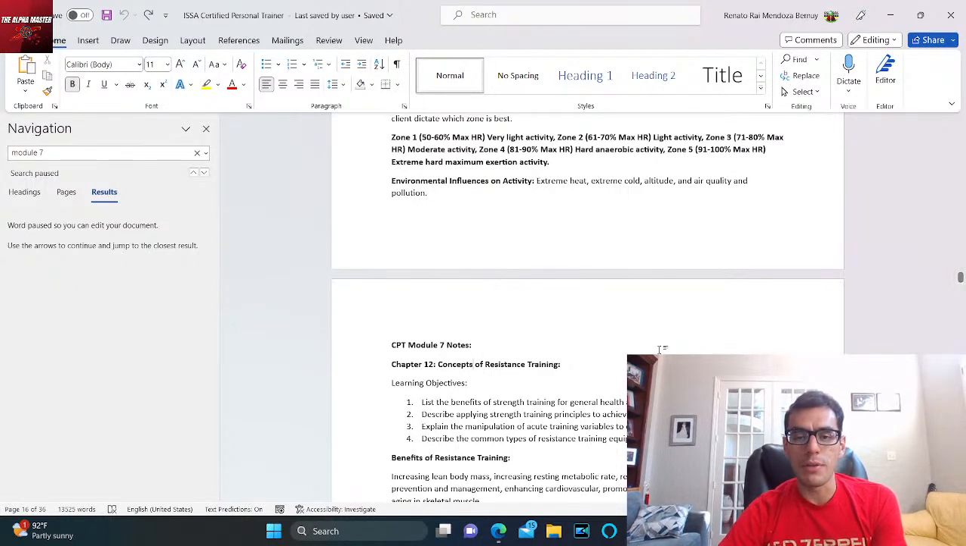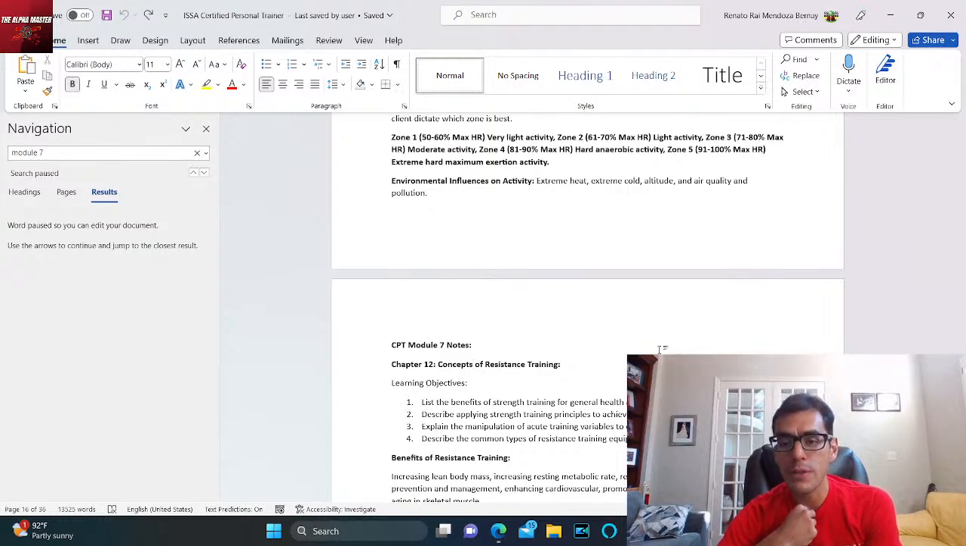Chapter 12 is concepts of resistance training. So the learning objectives for the concepts of resistance training are going to be to list the benefits of strength training for general health and fitness. You have to list the benefits of strength training for general health and fitness.